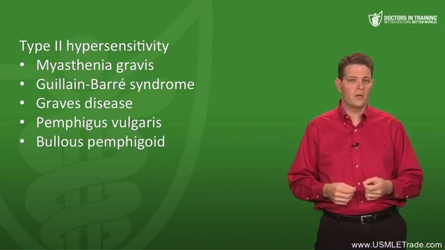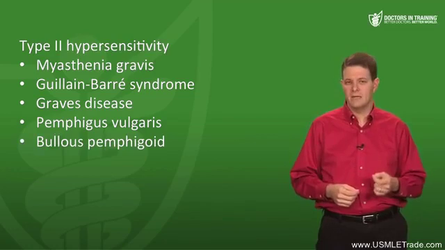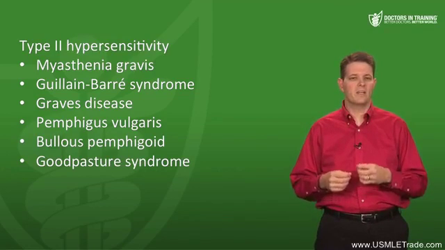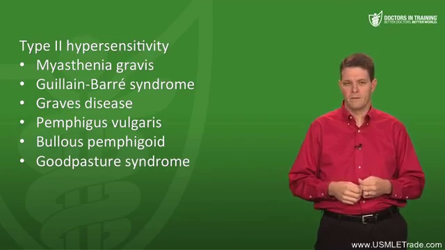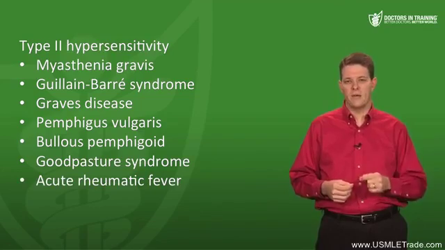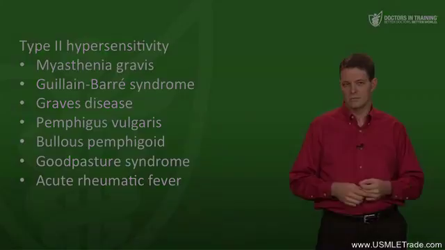And then bullous pemphigoid is caused by antibodies against the hemidesmosomes. Goodpasture syndrome is where you have antibodies against the glomerular basement membrane. And acute rheumatic fever is a hypersensitivity in which the antibodies against group A strep start attacking the host.